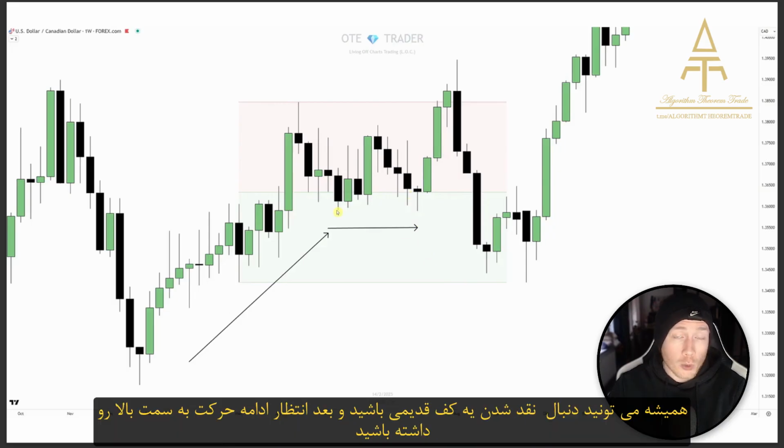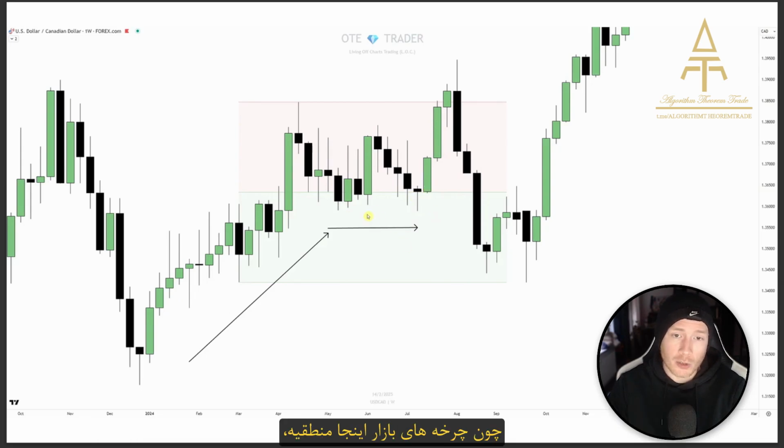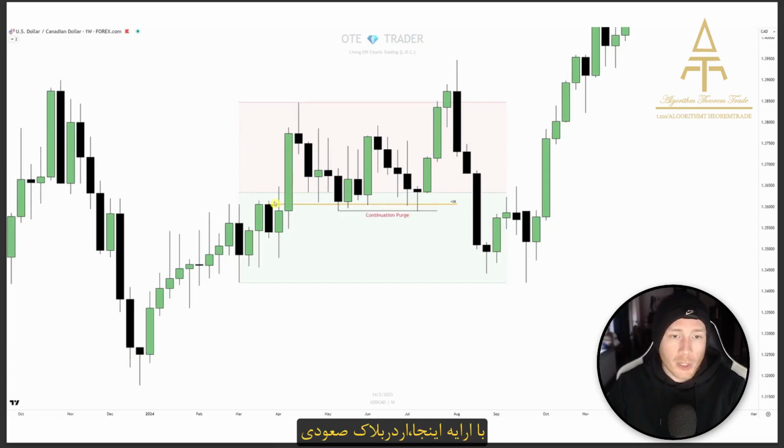So you can always look for a liquidation of an old low and then expect a continuation up higher, because of market cycles, it makes sense. With the PD array over here, bullish order block, continuation purge, and we're going to be talking about continuation purges a little bit more later.